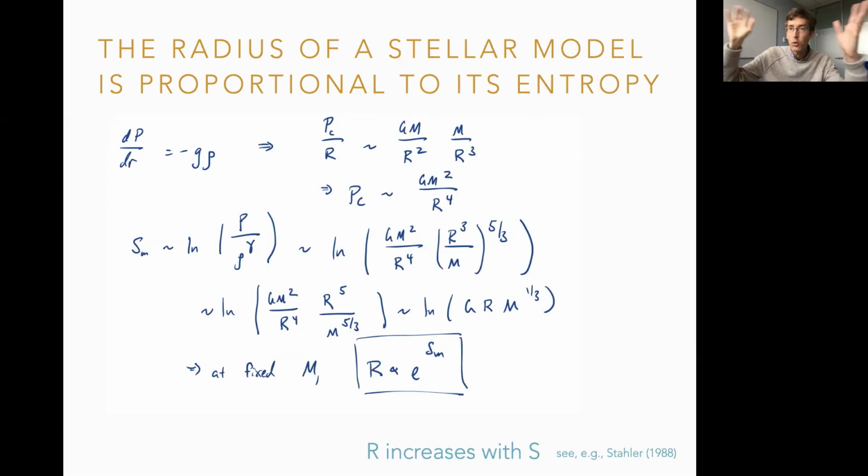You can see this. There are other ways of getting at this. If you constructed a polytropic model, for example, the entropy comes out directly as part of that. But anyway, the radius is a function of the entropy.